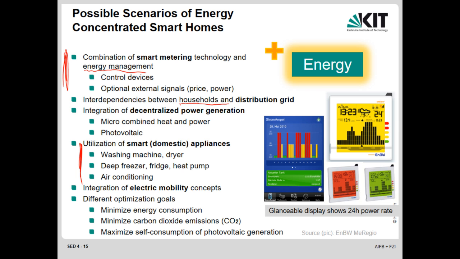These are interesting devices. In particular, these here, the second bullet points, are important because there you only need temperature corridors to control them, whereas for the washing machine you need interaction with humans, because it doesn't make sense to start a washing machine without having it filled with laundry before. And then we want to integrate electric mobility concepts, and the optimization goals here are quite different. It can be to minimize energy consumption. This would be one of the traditional goals.